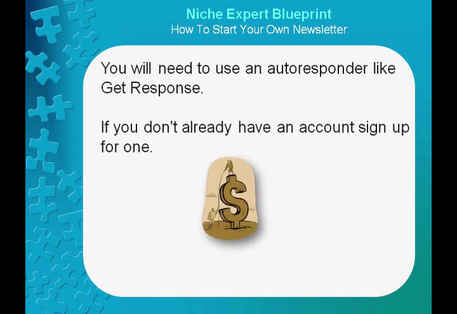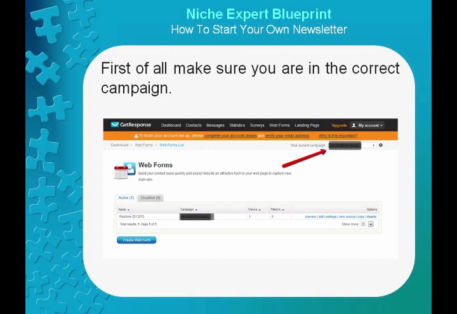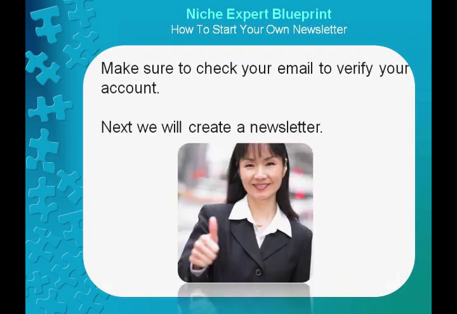You will need to use an autoresponder like GetResponse. If you don't already have an account, sign up for one. Go to http://www.getresponse.com and sign up for the trial. You will be redirected to this page. Make sure to check your email to verify your account.